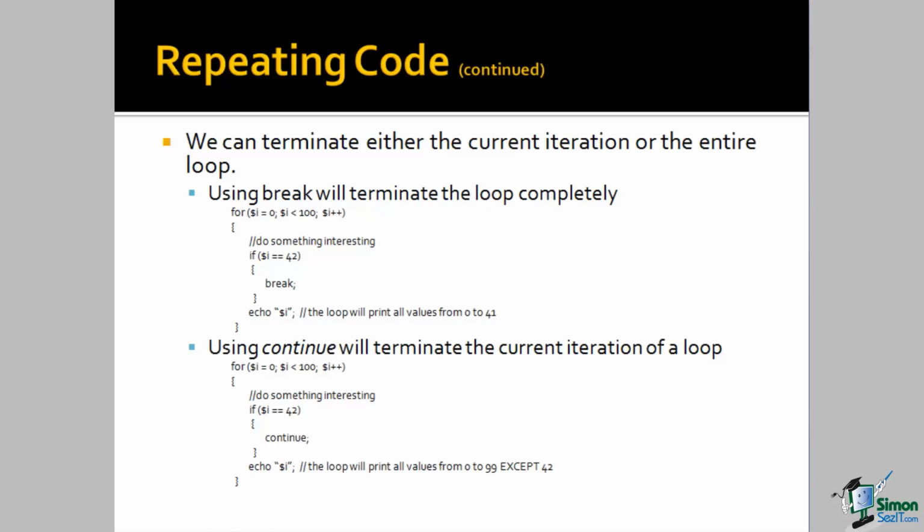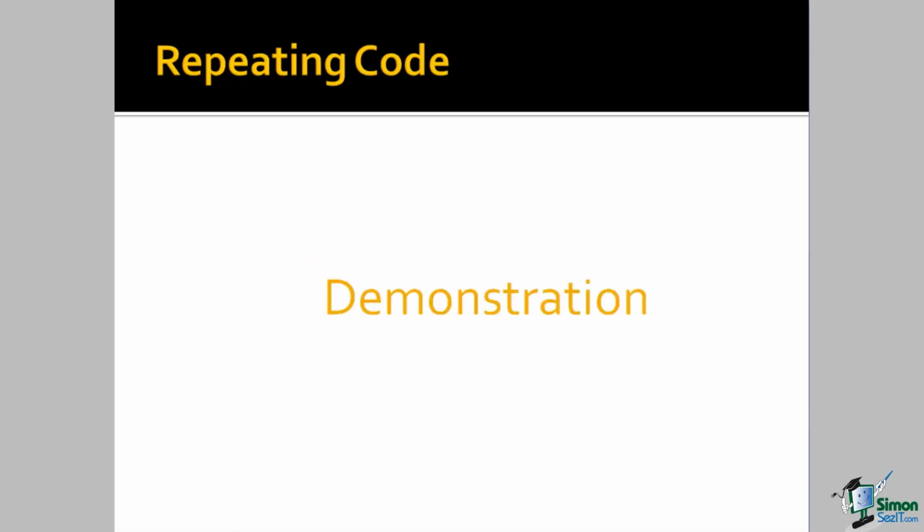The continue keyword, on the other hand, terminates the current iteration, keeps you in the looping construct, but just terminates the current iteration. So let's see how this works in code.